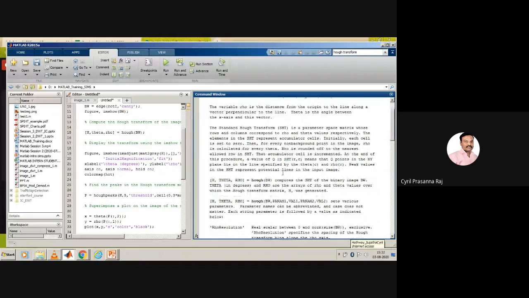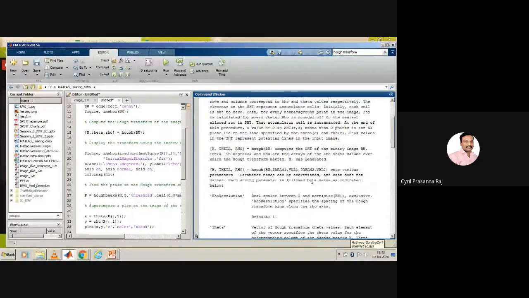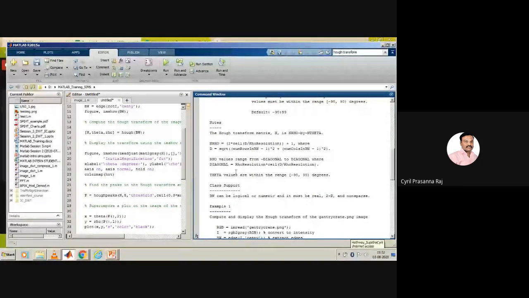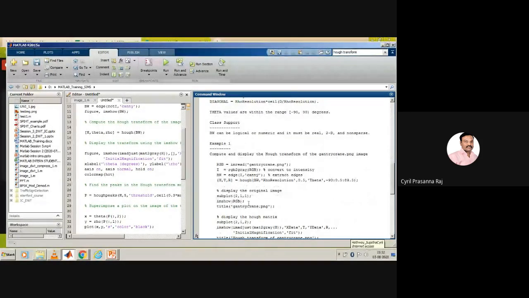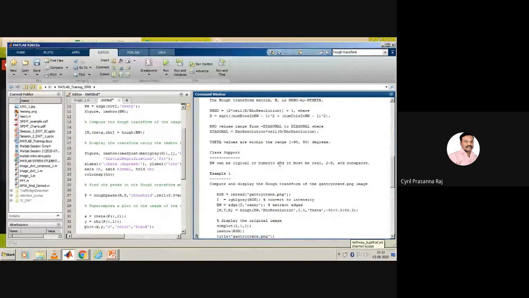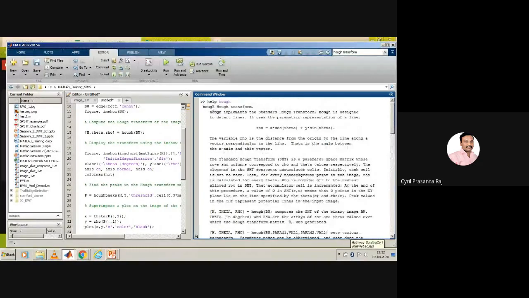So now the function based upon this. You have H, theta, rho. H is the Hough transform output. Theta and rho are basically going to be the x and y parameters that we just discussed. There are multiple parameters that could be set, and they have also given you some examples of how to compute Hough transforms. This is the quick reference you get from MATLAB if you use this command.